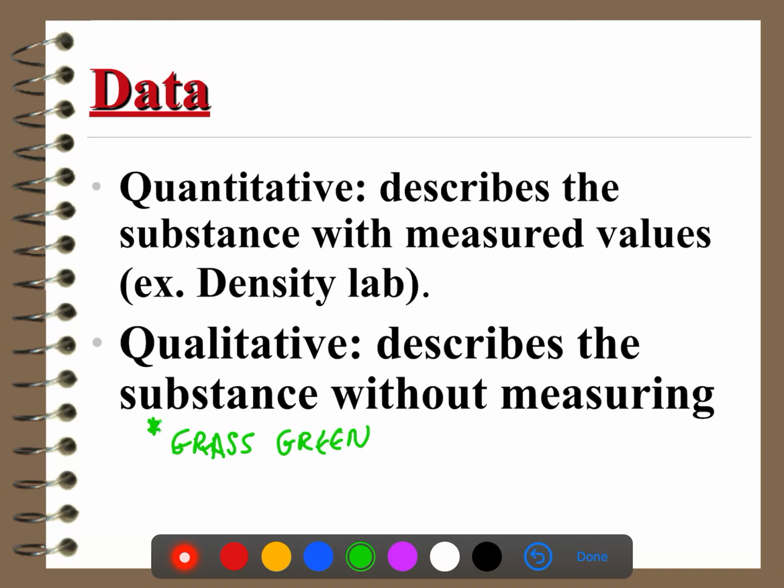Now, if I take that grass green solution and put it in a spectrophotometer, I can measure the wavelength of the light that it absorbs or reflects, and maybe that wavelength comes out to be something like 540 nanometers. Well, 540 nanometers is the quantitative description of green, where the descriptor grass for grass green would be the qualitative version. Now, both types of lab work are equally important.